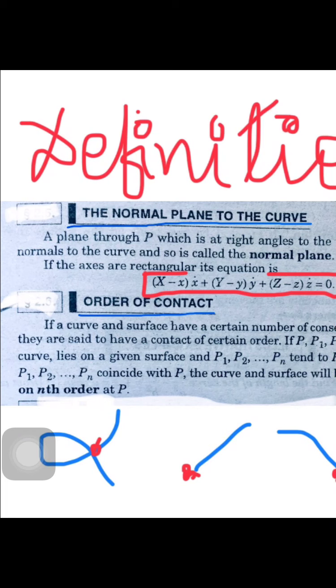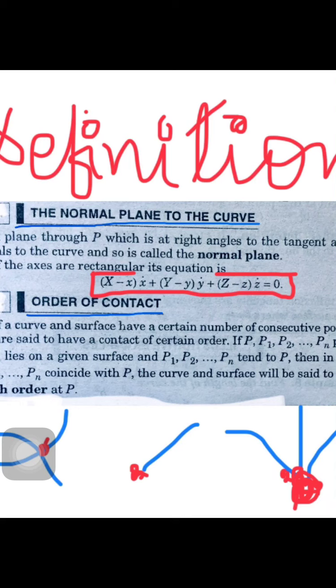What is the meaning of this? Any curve r equals r(t), any point we have on this, and a plane passes through P which is at a right angle to the tangent at P will contain normals to the curve, and this is called the normal plane. If we are taking a Cartesian coordinate system or rectangular equation, then the equation of the normal plane is very simple, or we have already studied it.